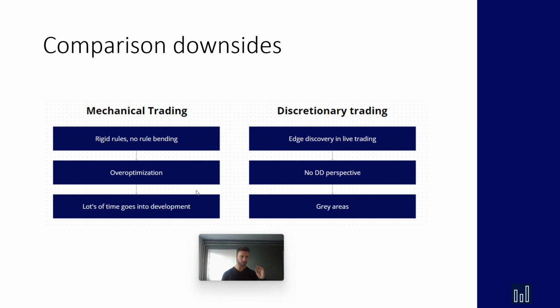If we then take a look at discretionary trading, the downside there is that you discover the edge only in live trading. So you put money on the line and you don't know if there's any edge, because you can't objectively backtest discretionary trading. You can put some mechanical elements into your discretionary trading which you can test, but you can never do a full objective backtest with a discretionary edge or a discretionary strategy. That's a big downside.